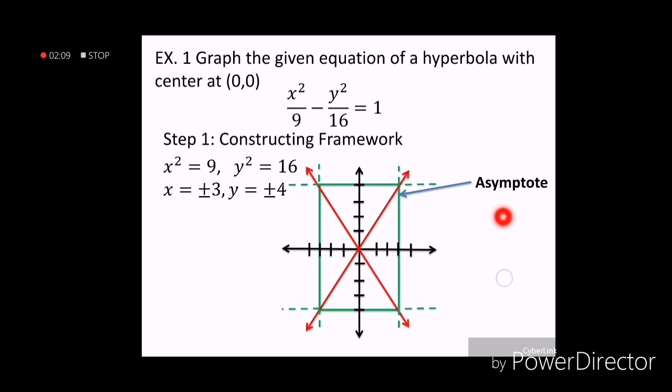So each diagonal, magkakaroon tayo ng tinatawag nating asymptote. At ito yung magiging asymptote natin or diagonal asymptote that we need in our hyperbola. So in step 1, constructing framework using the denominator on our x and y at gagawa lang kayo ng box with your diagonals. Then after nyo nang gawin yung framework ninyo, pwede na nating mag-graph yung hyperbola. But first, let us find our foci para malaman natin kung paano mag-open yung ating hyperbola.